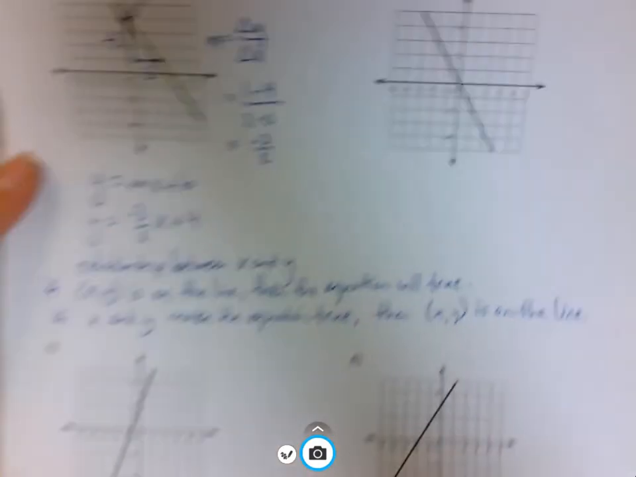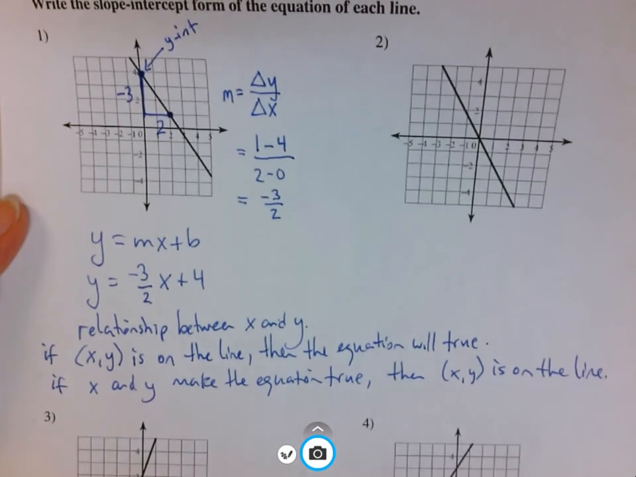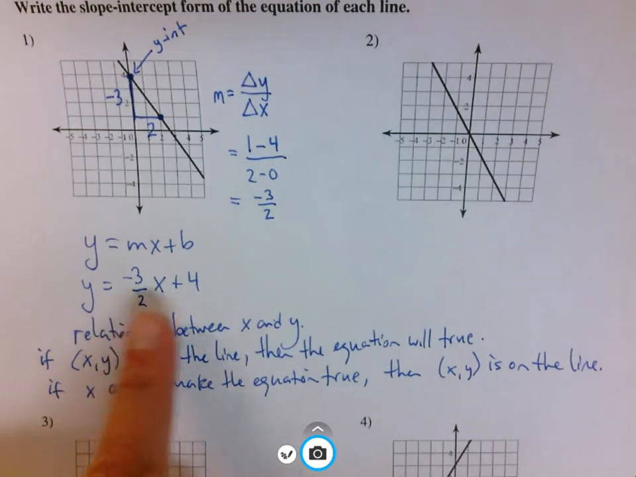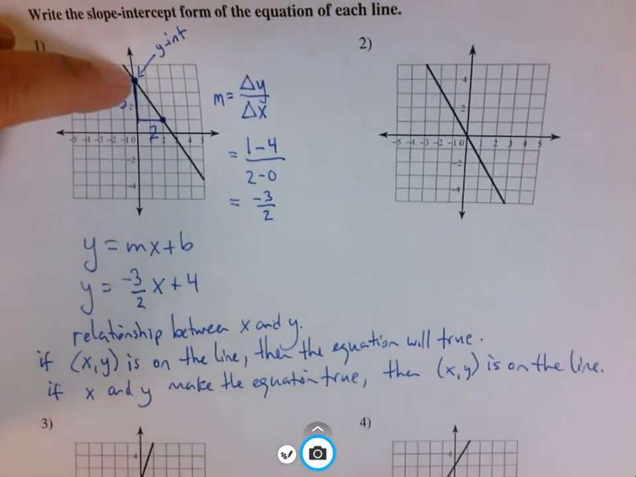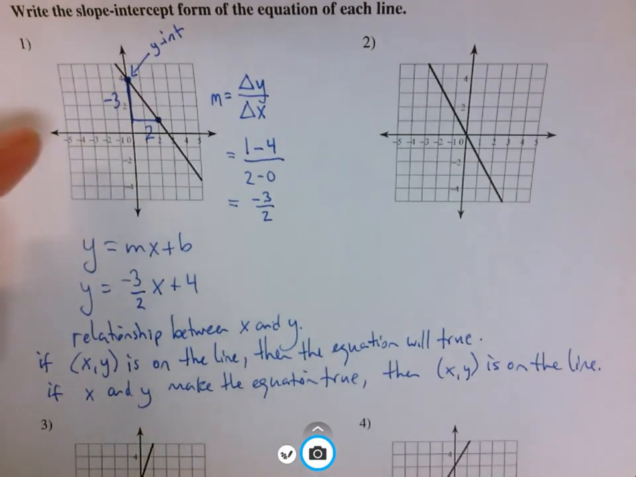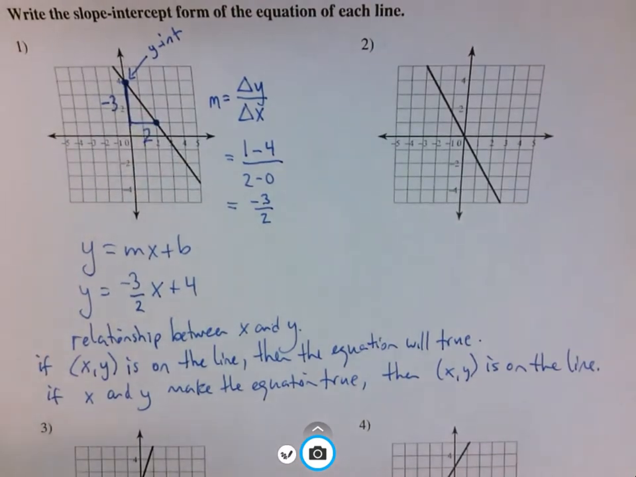Okay, so it's a relationship between x and y, and we're defining this relationship using an equation. The equation has y equals mx plus b. The two parts to figure out are the m and the b. The b is the y-intercept, where x is 0, so on the y-axis. The m is the change in y divided by the change in x.